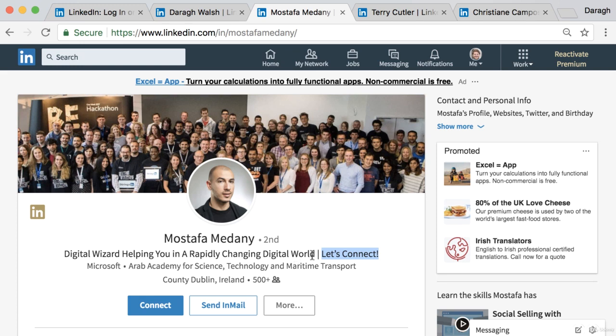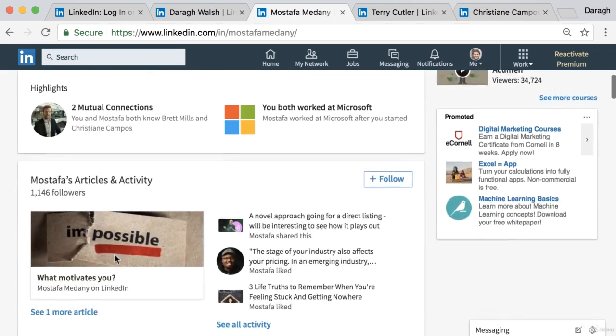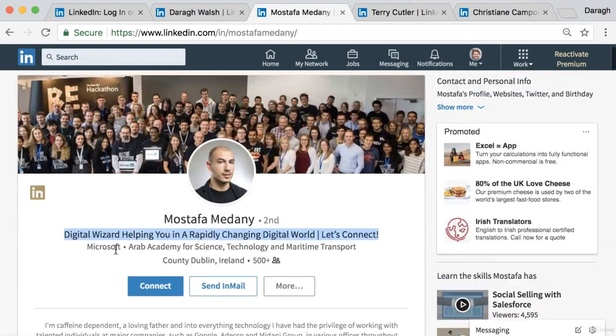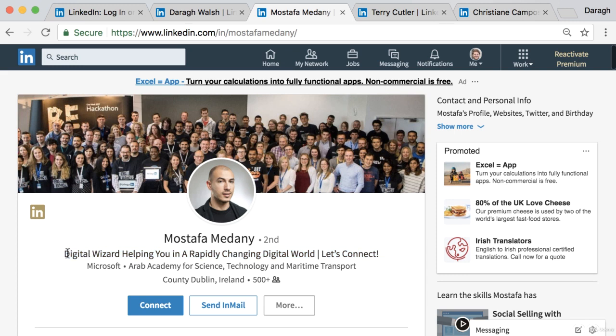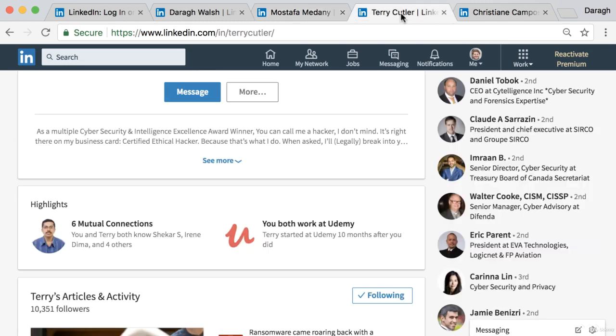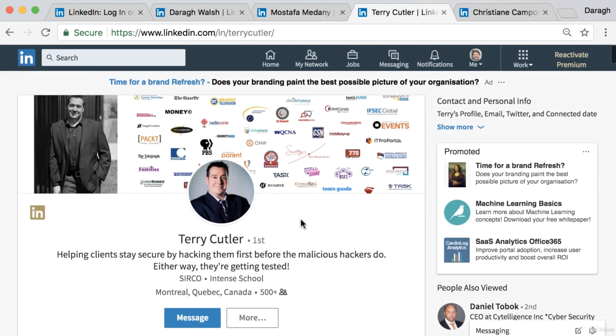Now remember that this headline is probably the single sentence on your profile that's going to get the most amount of visibility. People are not going to scroll down all the way, read through everything. 80% or 90% of what people are going to see is just on this single line alone. So it is worth giving a little bit of thought to. Let's have a look at another example of a good headline here.